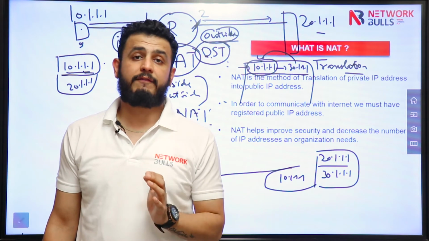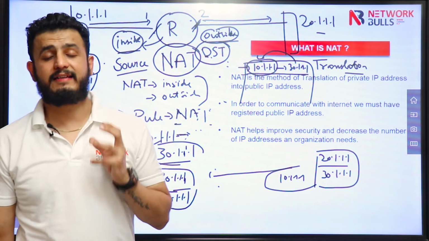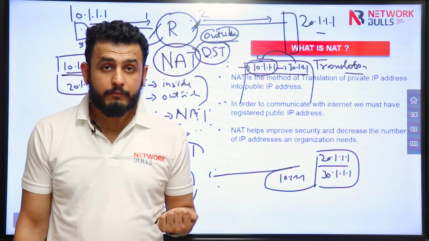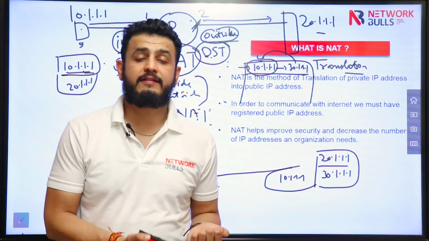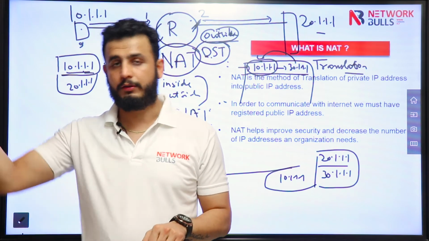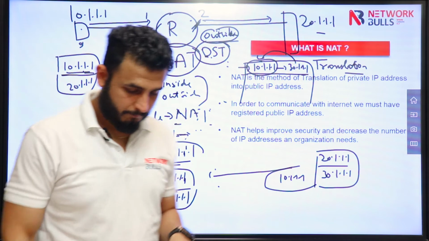Now on the outside interface, the router will always translate the destination. Second thing, after translating the destination, how will it translate the destination? By checking the translation table again, and it will send back the traffic to the user.